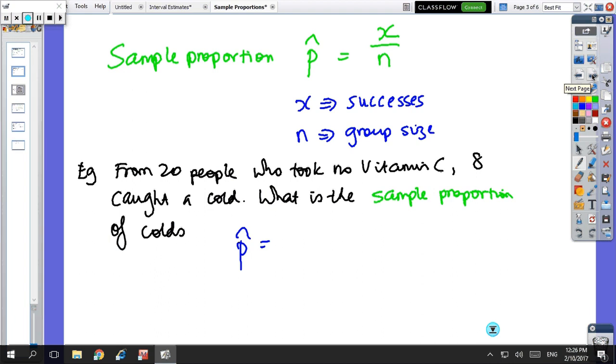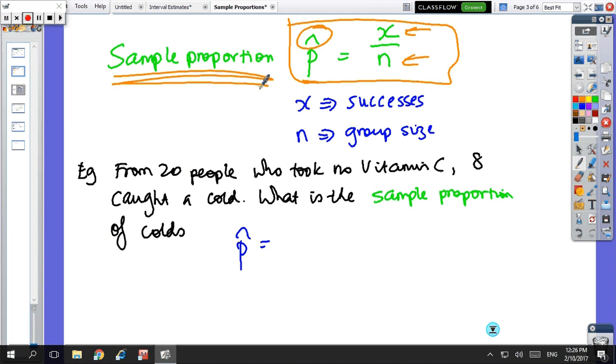Here's a definition. P, for proportion, they put a hat above it to indicate it's a proportion. Don't worry about that. X is the number of successes, like how many people catch a cold, and N is how big the group size is. That is important, so copy that down. That's called the sample proportion.